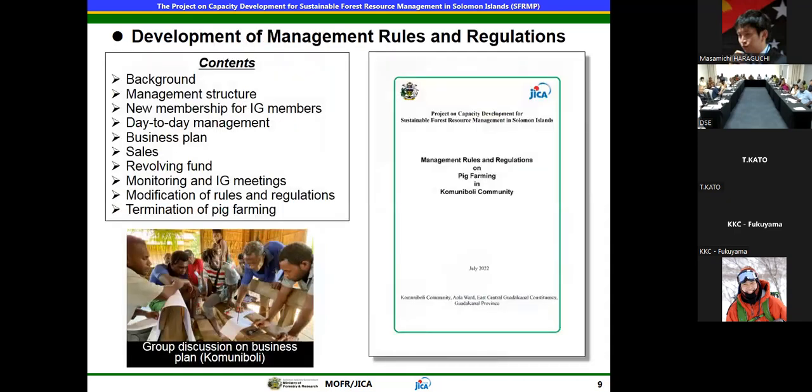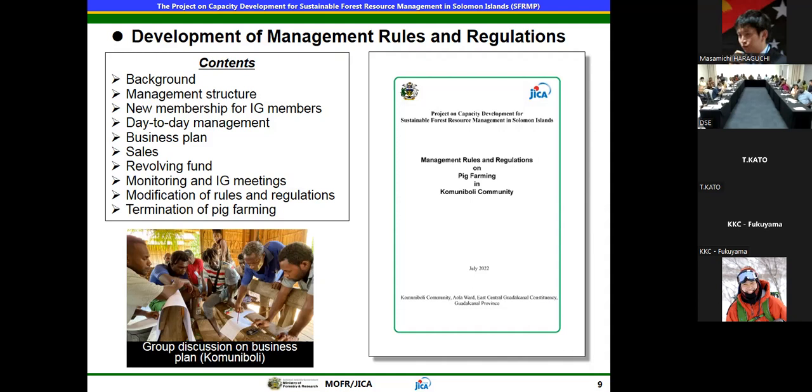Okay, development of management rules and regulations. At this point in time, the management rules and regulations for pig farming have been completed. For chicken farming, it is yet to be completed, probably by the end of this month, early next month.